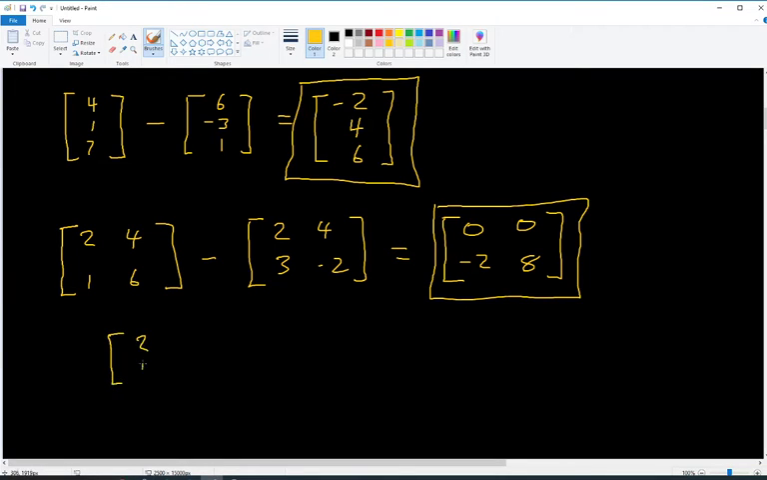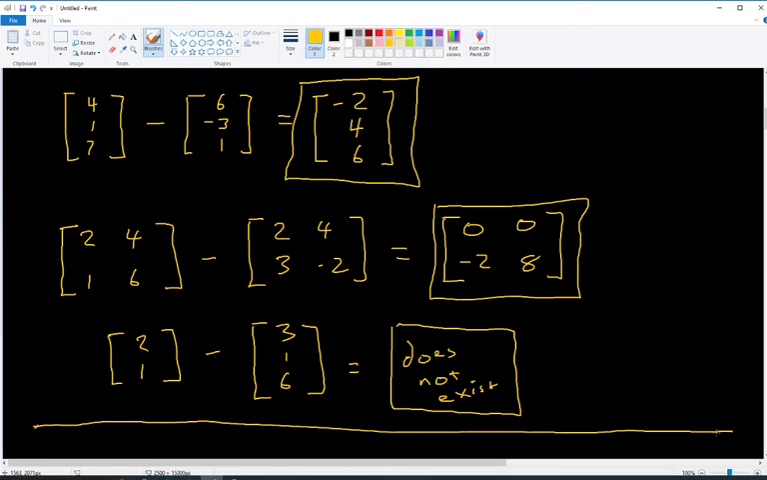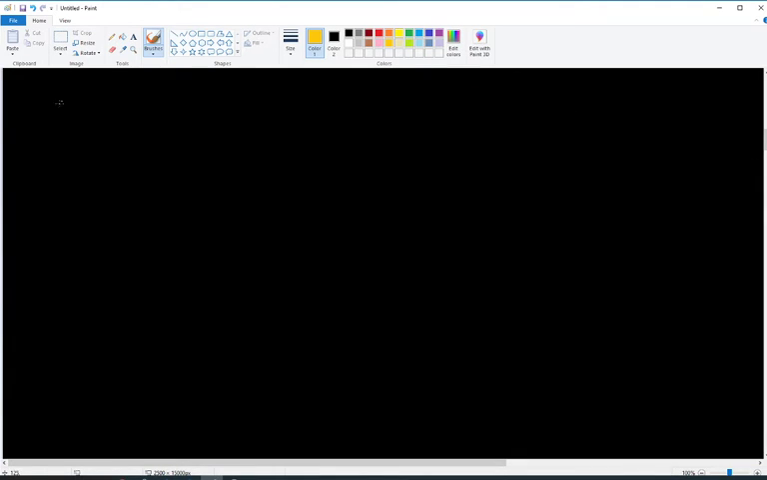If you have two matrices that aren't the same size and you want to subtract them like this, we can't do that. So, does not exist. So the matrices have to be the same size to add them and the same size to subtract them. And it's pretty easy. It just works exactly how you'd want it to. Next thing we're going to get to is called scalar multiplication.